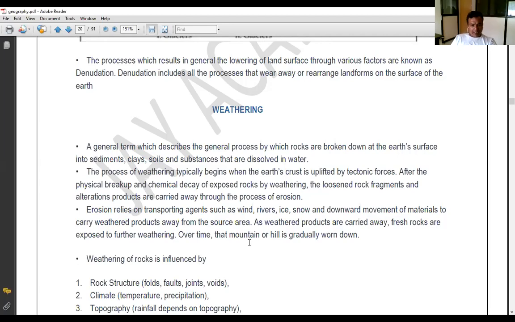So what happens in weathering? Whenever there is upliftment of the mountains, after weathering and erosion, the height of the mountain reduces, the height of the plateau reduces, the height of the hill reduces. Once the upper layer is weathered and eroded away, the rock is again exposed, and that exposed rock is again weathered, and in this way the height of the mountain reduces.